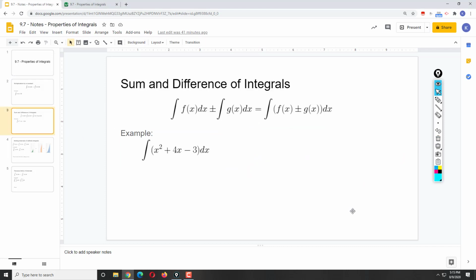Second property, sums and differences of integrals. The integral of f of x plus the integral of g of x is equal to the integral of f of x plus g of x. Same for subtraction. The integral of f of x minus the integral of g of x is the integral of f of x minus g of x.